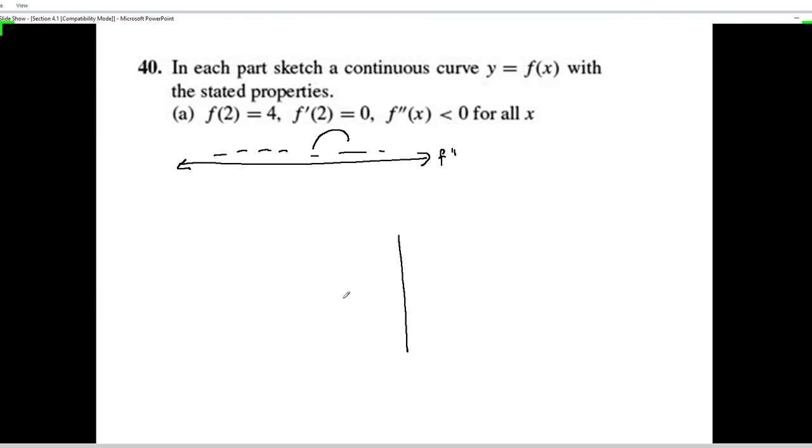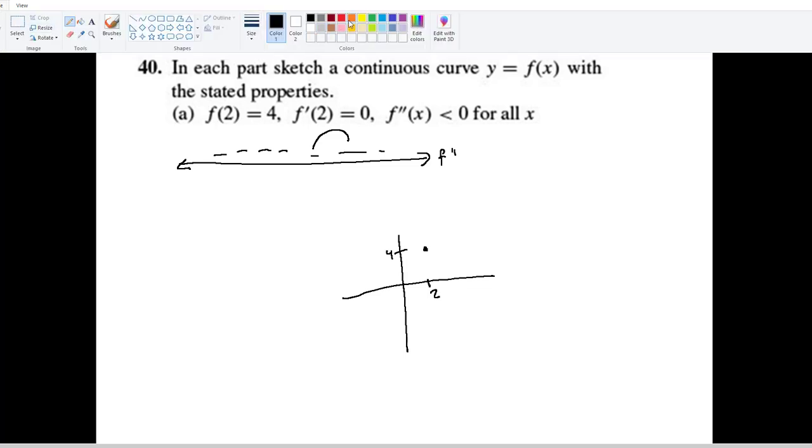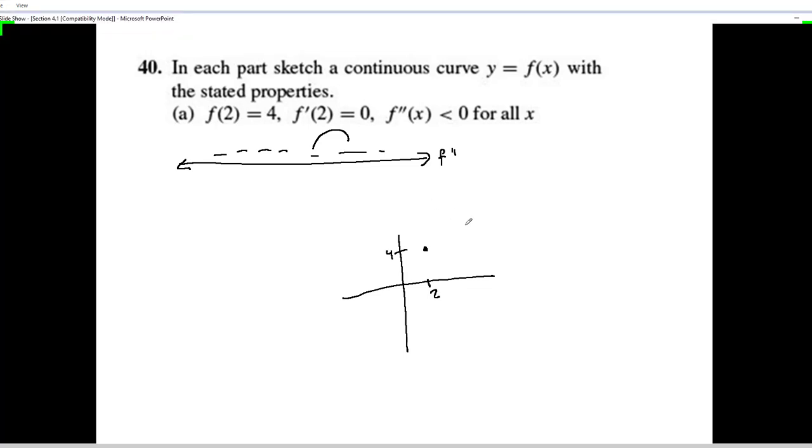Okay, so again, let's come over here, and f of 2 is 4 is just telling us that if our input is 2, our output is 4. And we have a point right there. That f prime of 2 is 0 is telling us that we have a horizontal tangent line, that the slope of my tangent line at that point is 0. So you might want to draw the tangent line at that point. You might want to draw it horizontal.